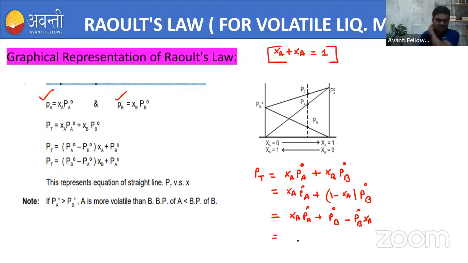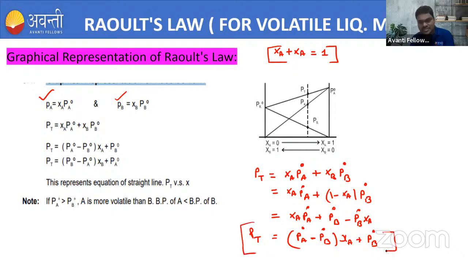Now just take XA to one side. You'll get P naught A minus P naught B, times XA, plus P naught B. This is what you get as the total pressure. In this case, P naught A has a greater value than P naught B. So this is the expression for the total pressure according to Raoult's law.